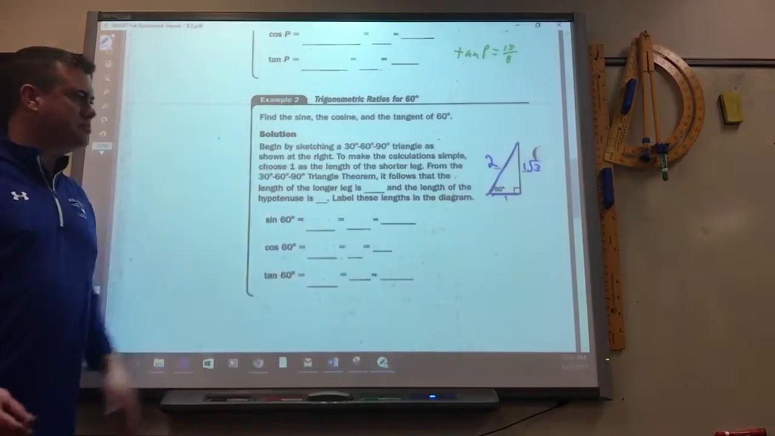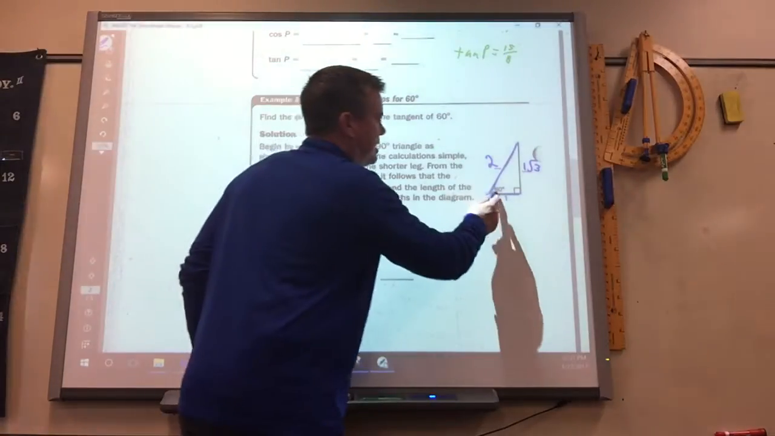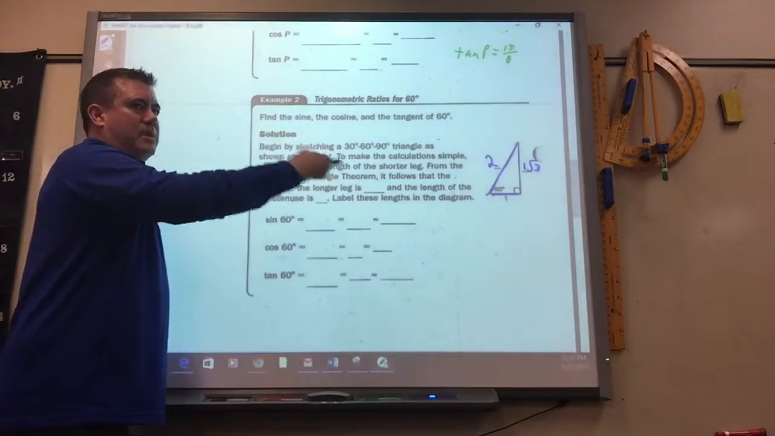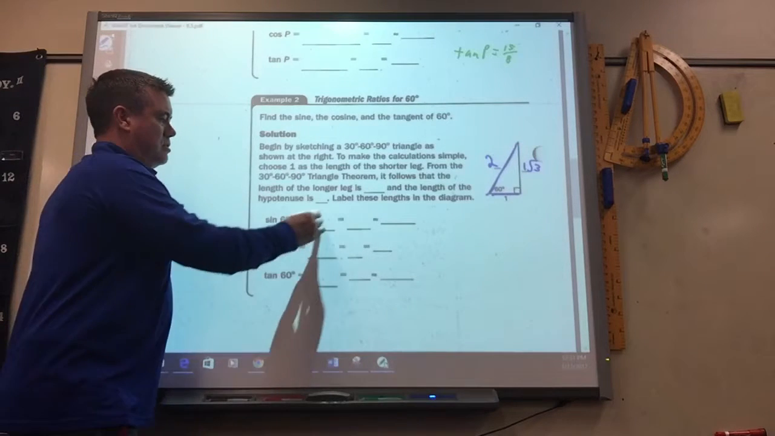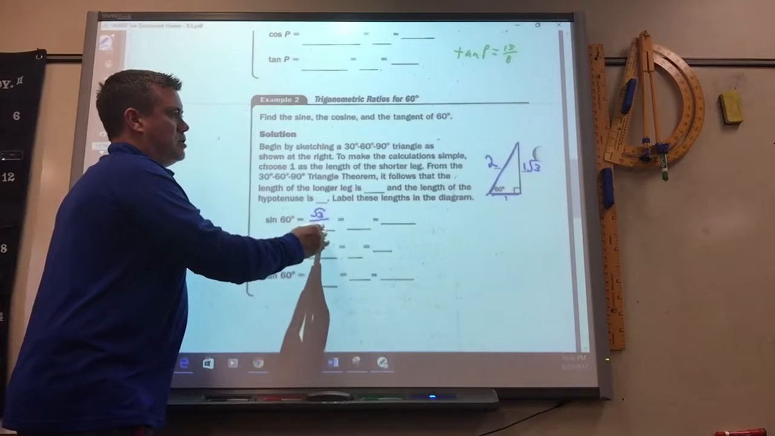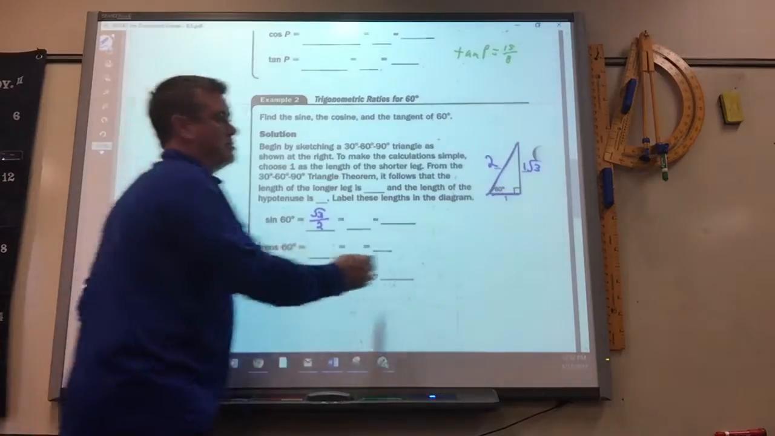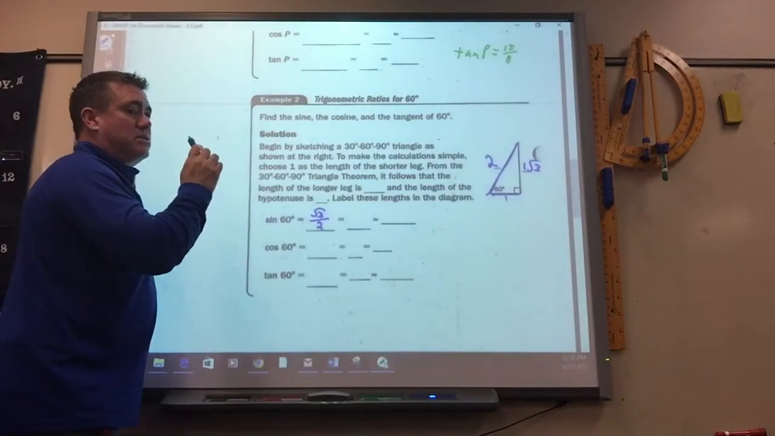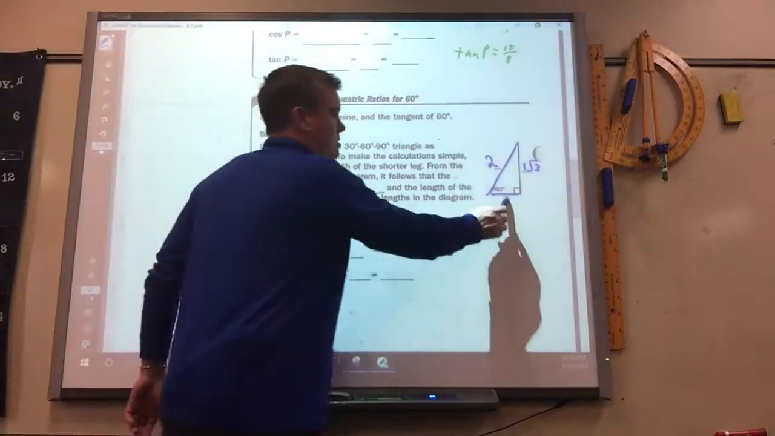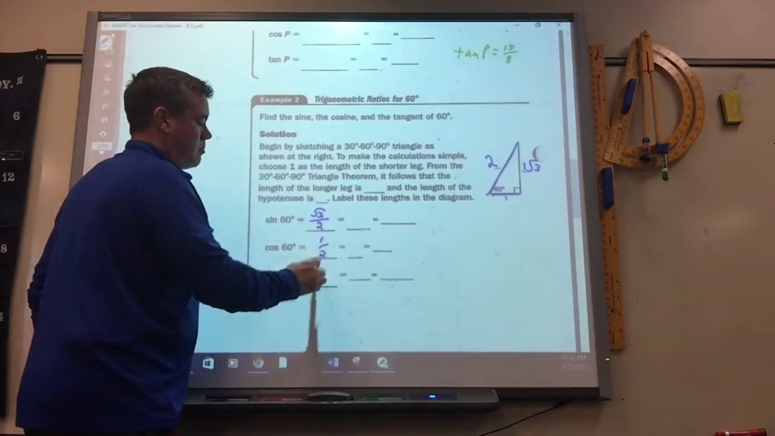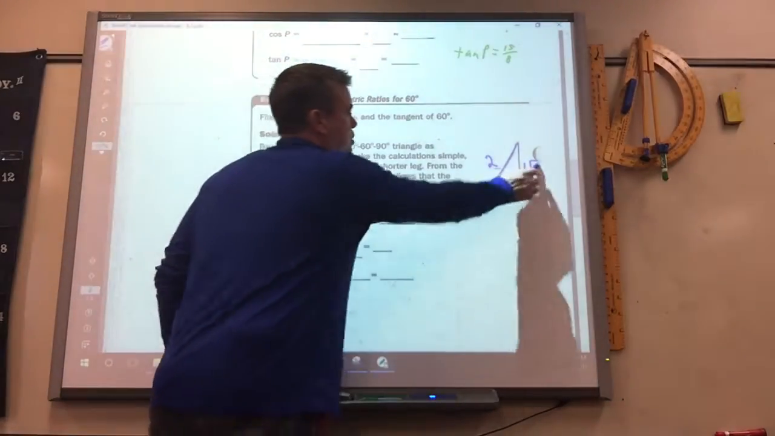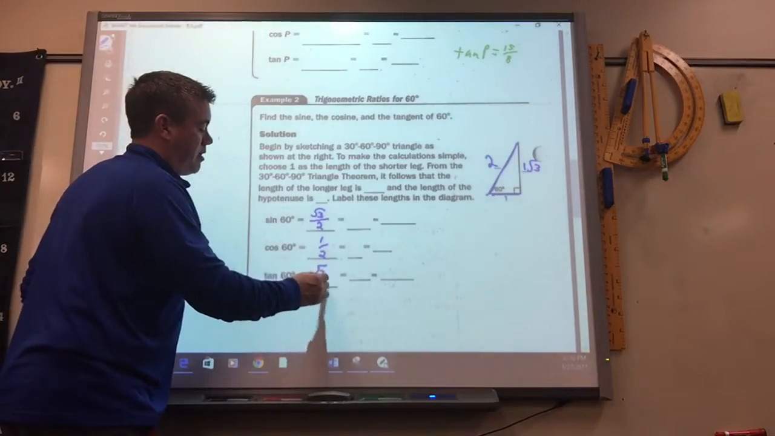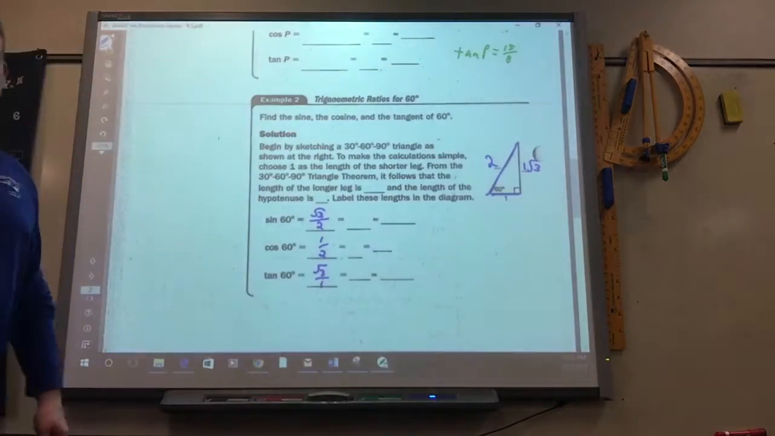So, if we were to write out the 3 trig functions, the sine of 60 is opposite over hypotenuse, square root of 3 over 2. Cosine of 60 is adjacent over hypotenuse, 1 over 2. And then the tangent is square root of 3 over 1. Okay.